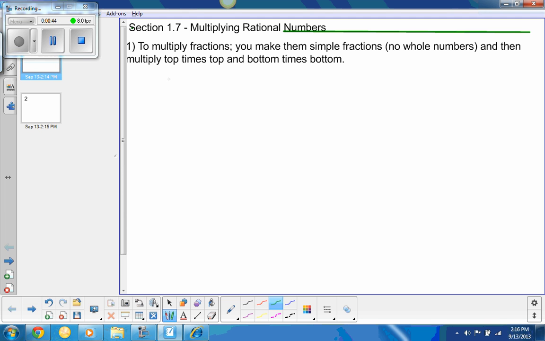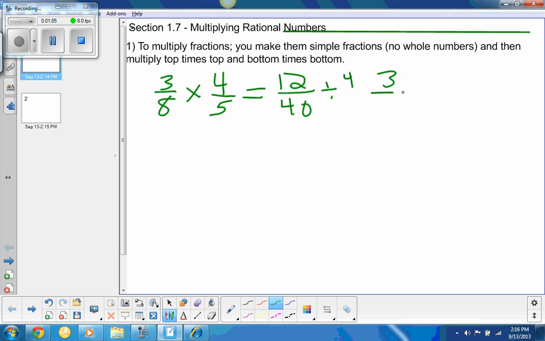And here is an example. So if I have 3/8 and I want to multiply it by 4/5, then I'm going to go top times top. 3 times 4 is 12. 8 times 5 is 40. And then I'm going to reduce it. Find a number that goes into both, which would be 4. 12 divided by 4 would be 3. 40 divided by 4 would be 10. So your answer is 3/10.